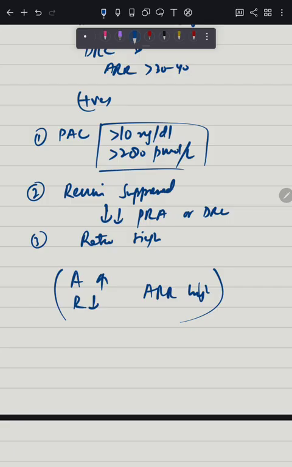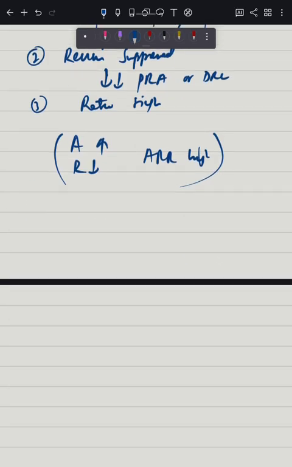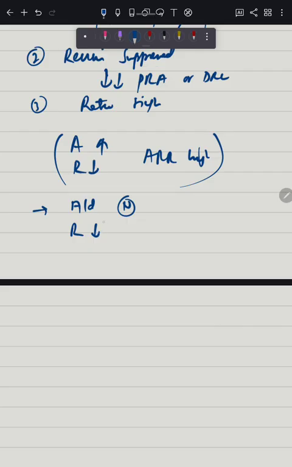What happens sometimes is aldosterone is normal and renin is extremely low. In this scenario also ARR will be high and renin is suppressed, but you see the first criterion is not fulfilled here. Aldosterone is normal, so this has to be high. So this is not diagnostic.